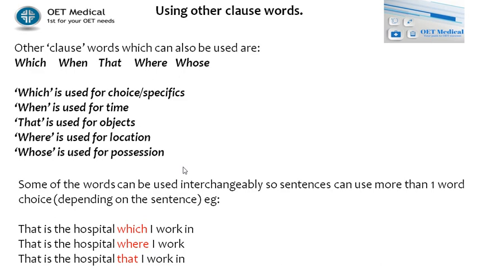So I'm just giving you an example here. That is the hospital which I work in. That is the hospital where I work. That is the hospital that I work in. All three of those sentences have exactly the same meaning, but the grammar is slightly different. So you can practice these things as well. So you know when you're writing the sentences, the grammar is also correct.